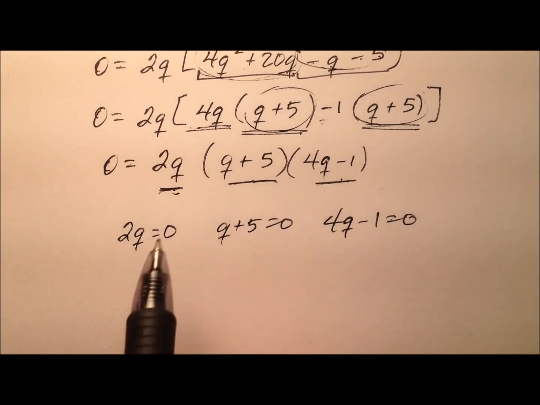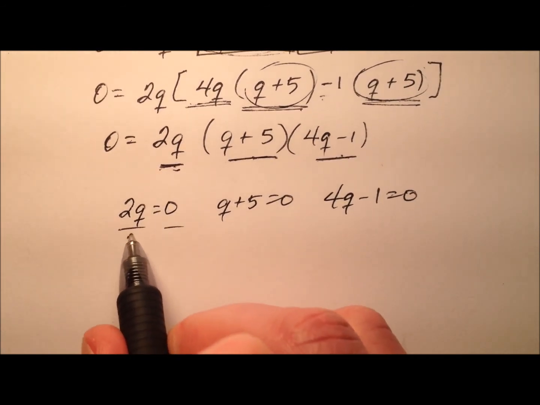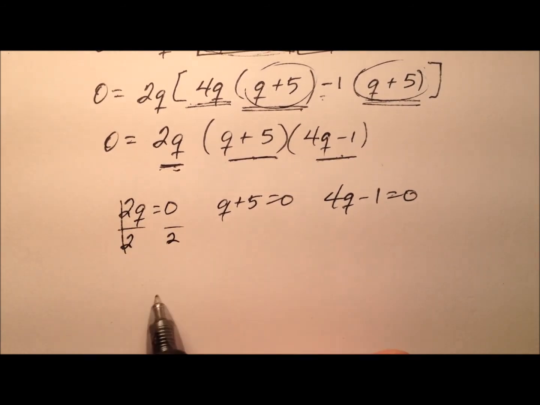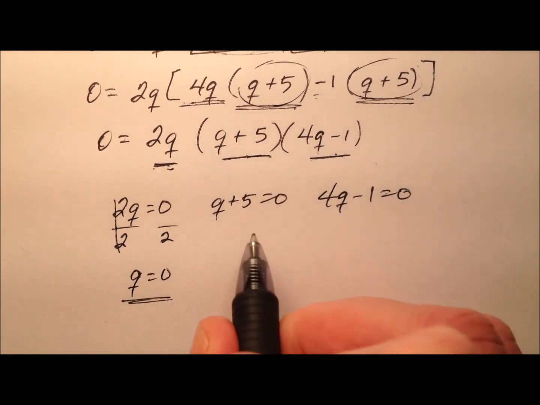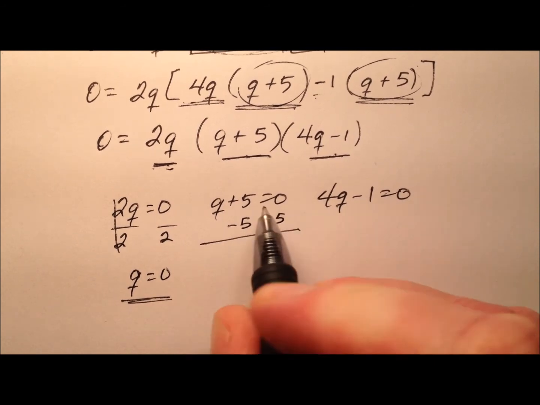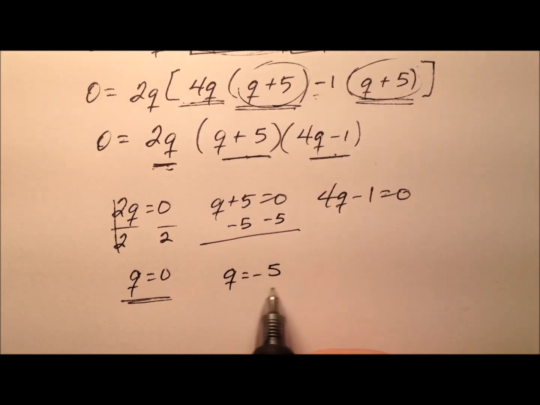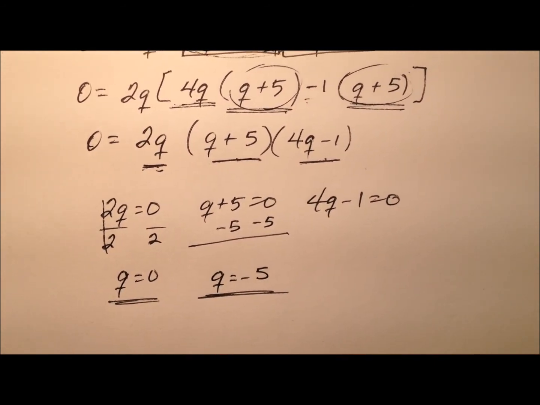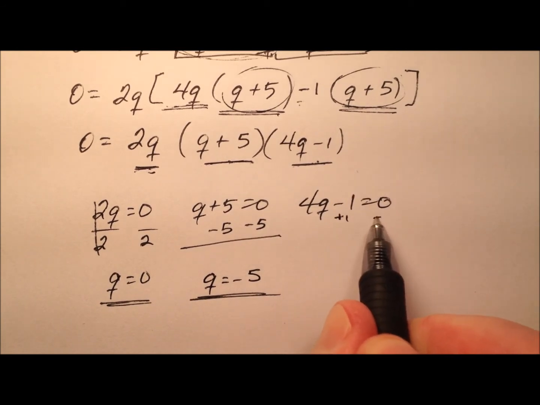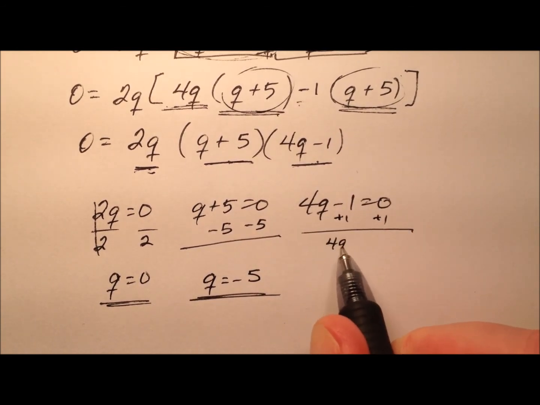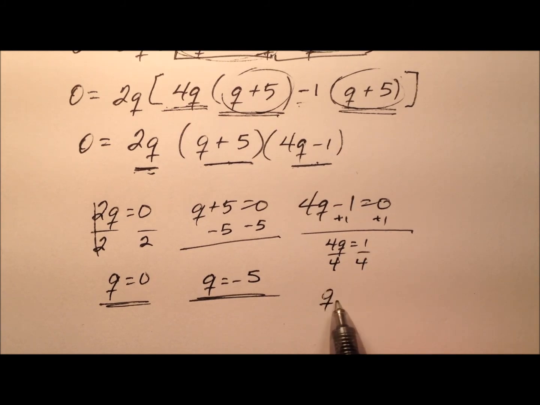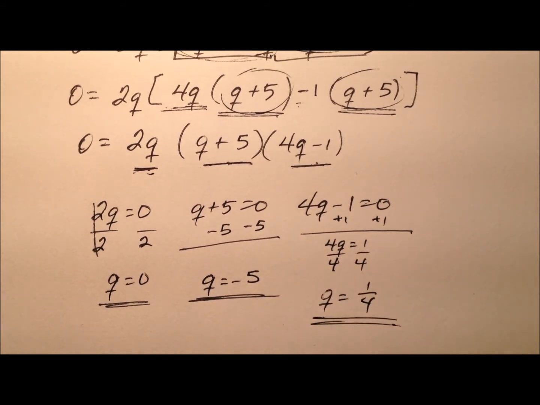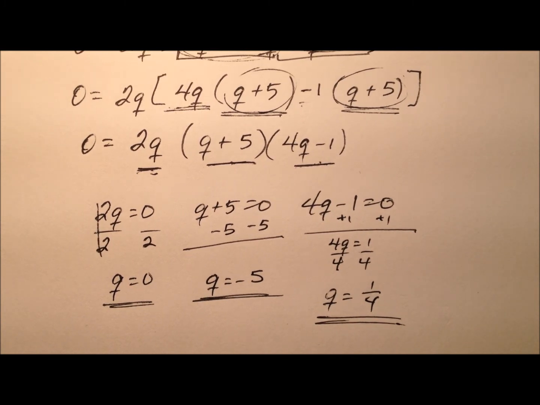I'm going to solve each of these equations independently. I can divide both sides by 2, and q equals 0. That's my first value. I can subtract 5, and I get q equals negative 5. That's my second value. And if I add 1 here, I'll have 4q equals 1, and then I can divide by 4, and q will equal positive 1/4. That will be my third value.